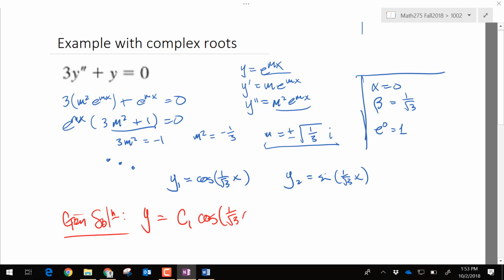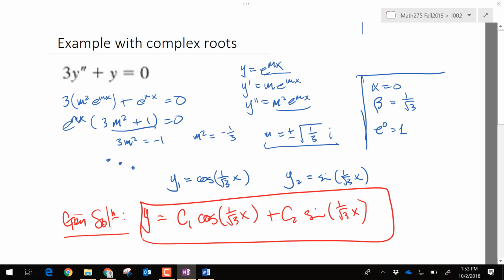And then you can also put this back into the original differential equation and see that this is actually going to work. We're going to find solutions for this. Okay, so, any questions?